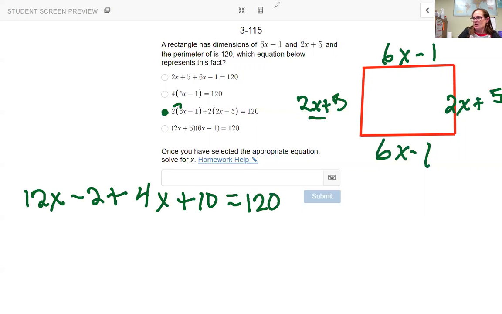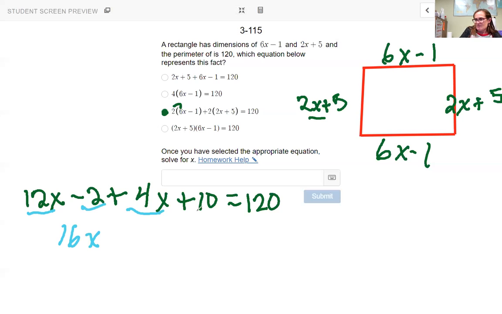Okay, now we are going to combine like terms. So let me get over here and change to a different color. Let's see, maybe we'll use a blue. Okay, blue. We've got a 12x and a 4x that we can combine. 12x plus 4x is 16x.